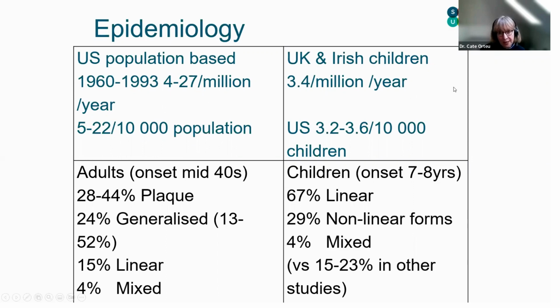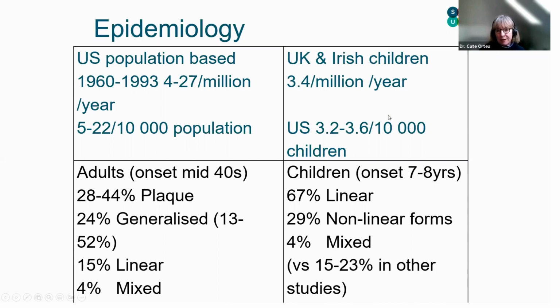There is a UK and Irish children's study which was undertaken by Ariane Herrick, who has spoken for SR UK on many occasions that I know of. That suggested an incidence of 3.4 children per million per year developing Morphoea.